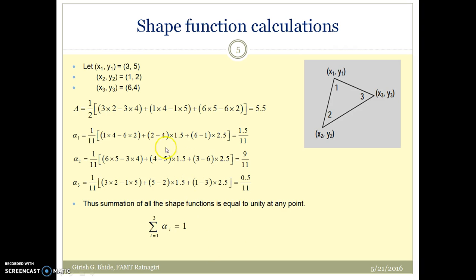These are the sample calculations for shape functions. The coordinates for x1, y1, x2, y2 and x3, y3 are taken as 3, 5, 1, 2 and 6, 4, and the values obtained are 1.5 over 11, 9 over 11 and 0.5 over 11, and the summation of alpha 1, alpha 2 and alpha 3 comes out to be unity, and this can be tested for any coordinate. That means you can choose the value of x and y as per your choice, but every time you will find that the summation is always unity.